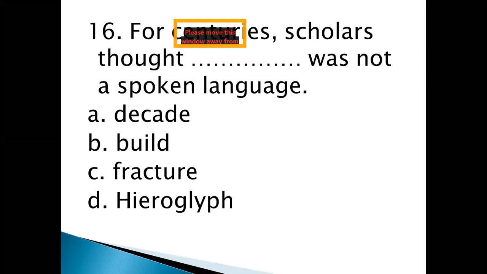Number sixteen. D. Hieroglyph. Let's see. Yes, very good. What's the meaning of A? Decade. The meaning of decade is ten years. Decade means ten years. Do you understand this lesson? It's okay.